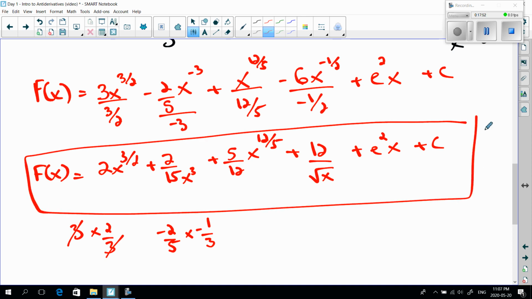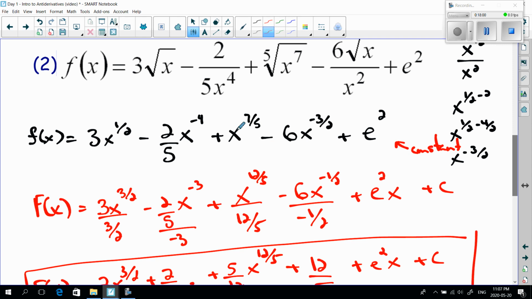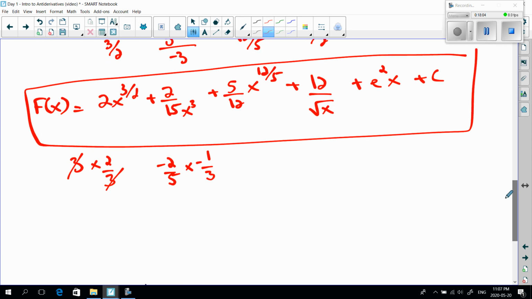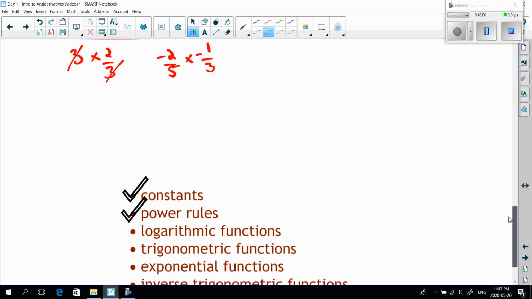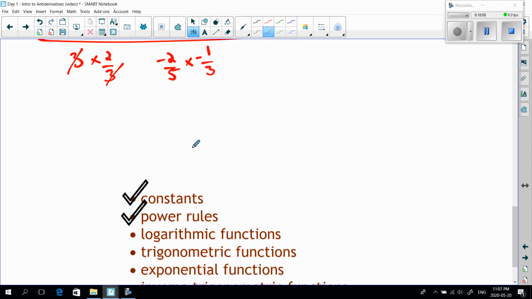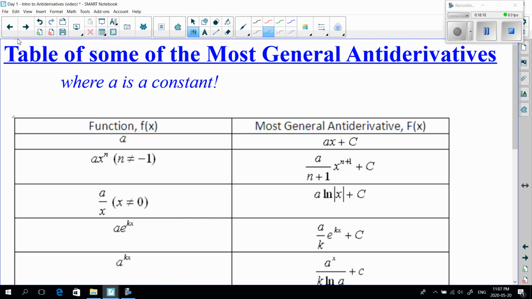And you can always check, if you do the derivative of this, 3 over 2 times 2 gives you 3x to the 1/2. Boom. Okay, that's what I started with. And you can do it for each of those terms. So we've got constants and powers. That's enough for now, but this is something that you will need to know.